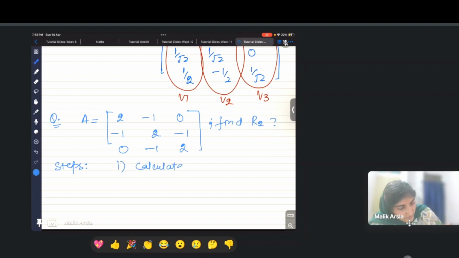Calculate theta. Here, the maximum value on the diagonal will be 0, right? We'll have to take 0 here. When you take the maximum value, you have to take the absolute value, not with sign. So it will be 1.